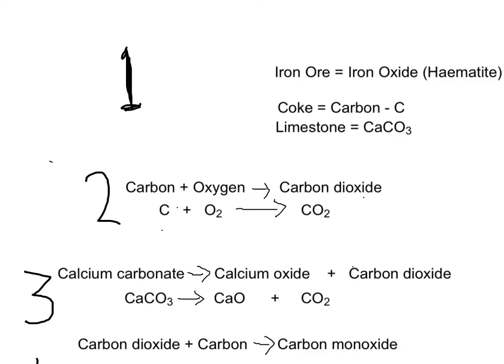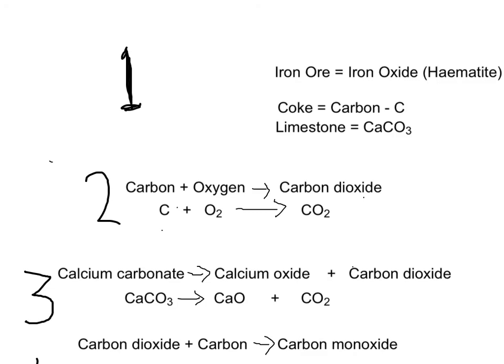Step 2 is the coke, which we added to the top of the blast furnace, reacts with the hot air, the oxygen in the hot air that we blast into the bottom of the blast furnace, and that produces carbon dioxide. So that's the word equation for that. That's the symbol equation for that. Carbon plus oxygen forms carbon dioxide.